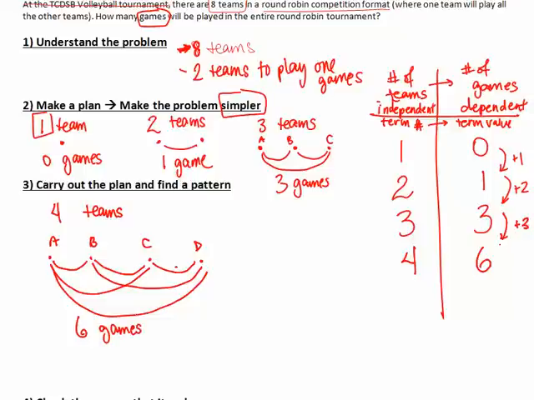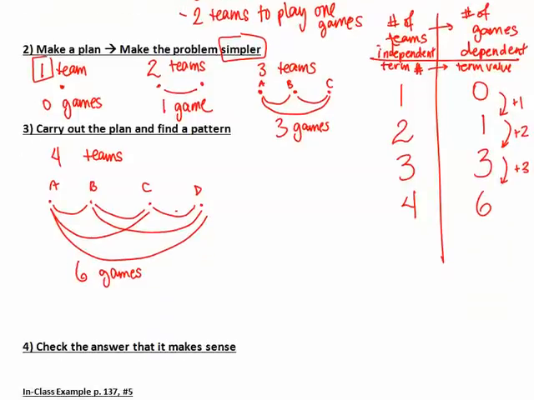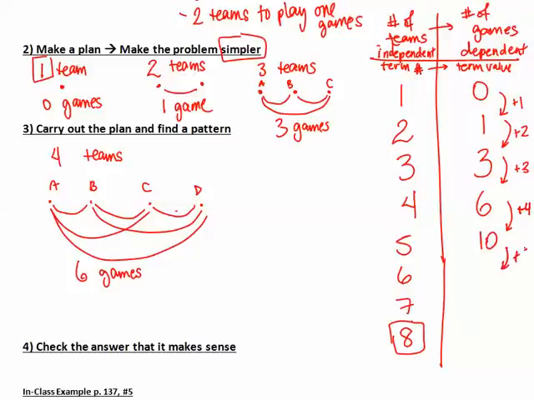Great. So I think now that we have enough information, we can extrapolate, which means we can now predict for higher number teams. So we have 5, 6, 7 and 8 teams, and 8 teams is what we were looking for in this problem. So if we continue this pattern, the next consecutive number after 3 is 4. So 6 plus 4 is 10, and then we continue the pattern. Plus 5 makes 15, plus 6 makes 21, and then plus 7 makes 28.